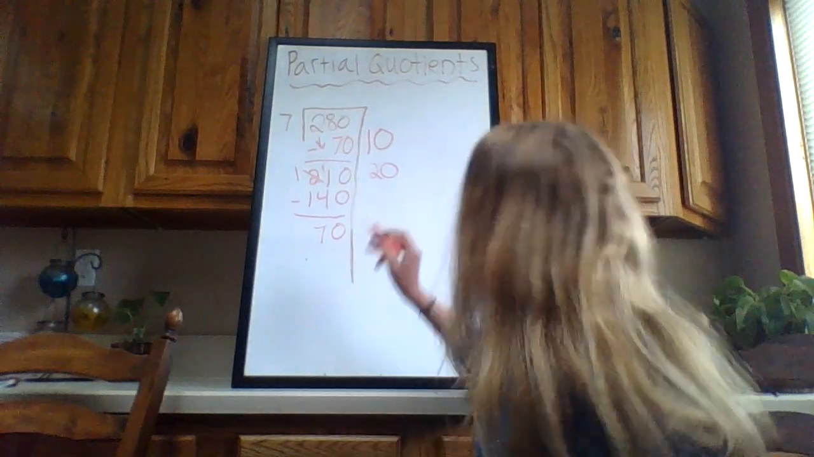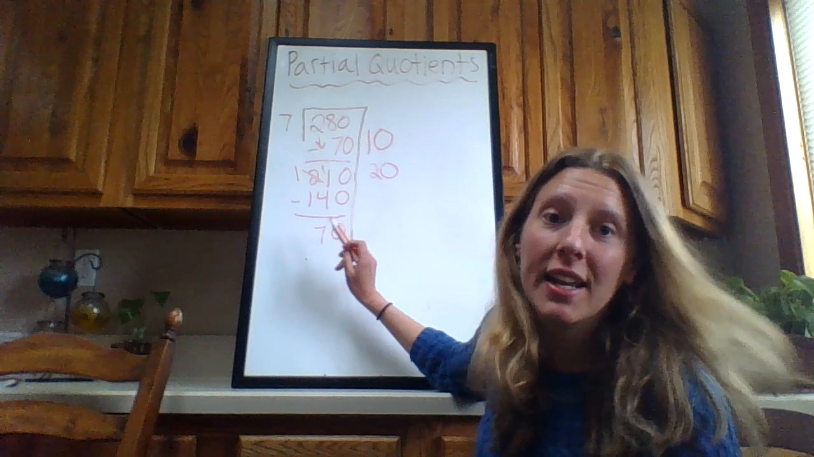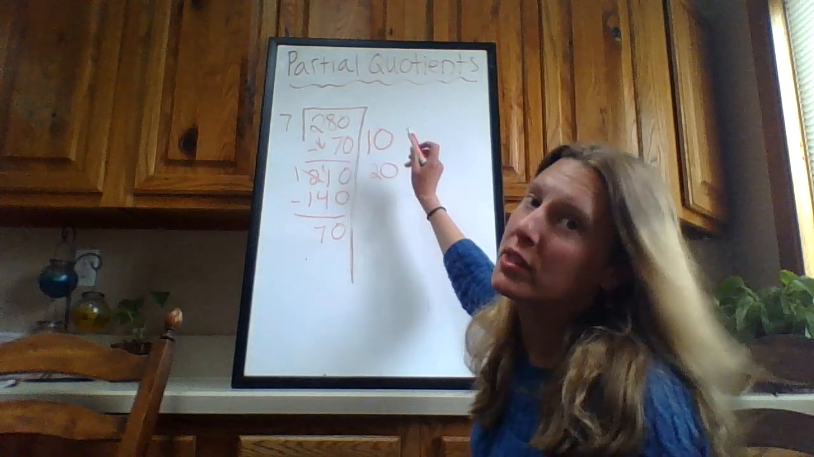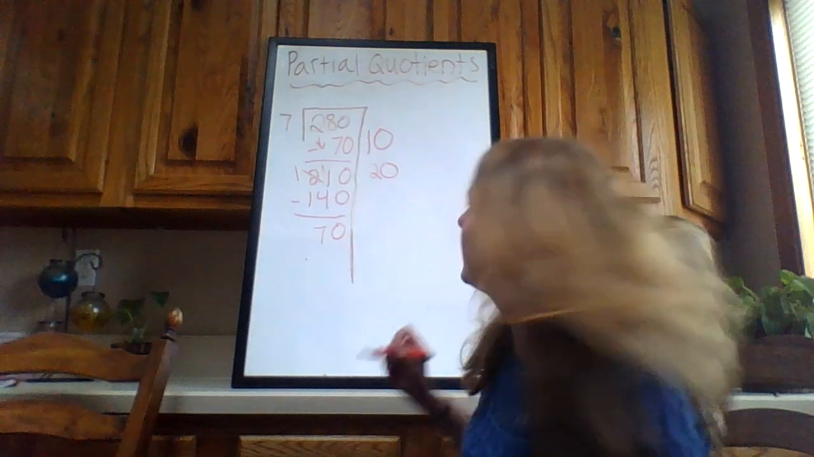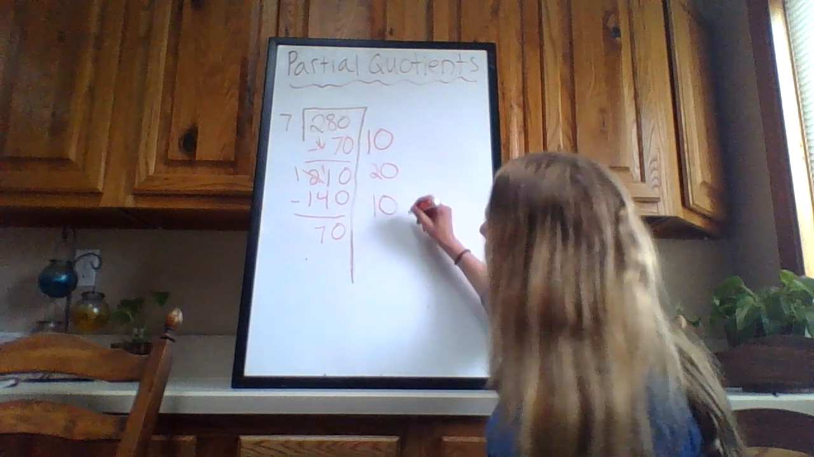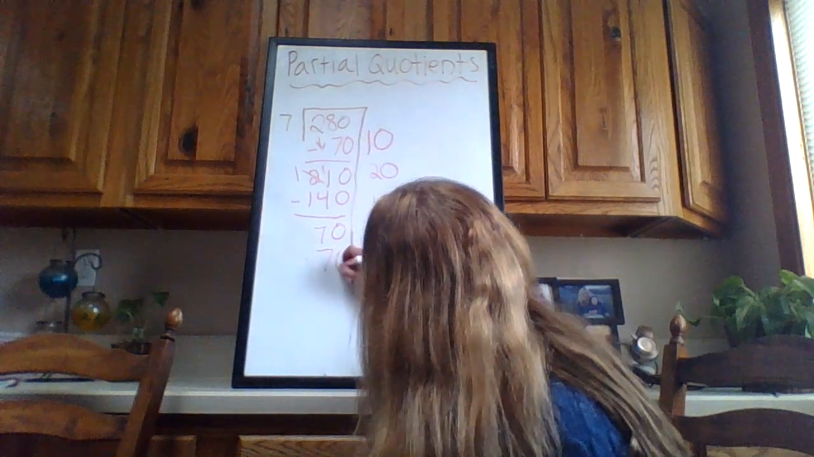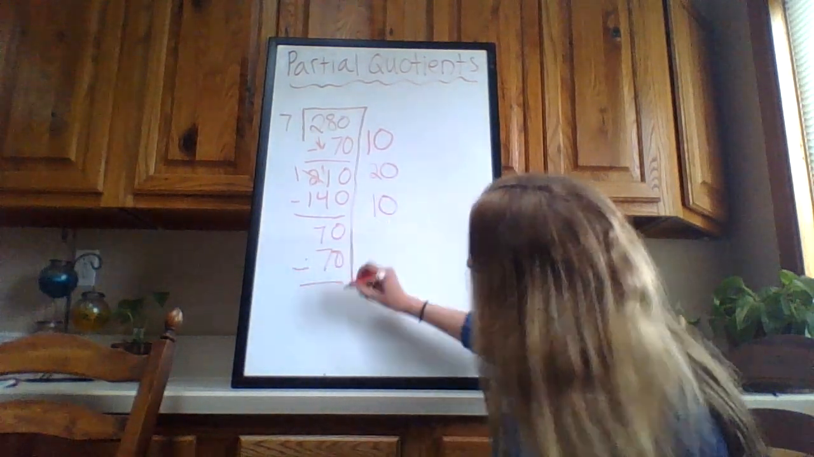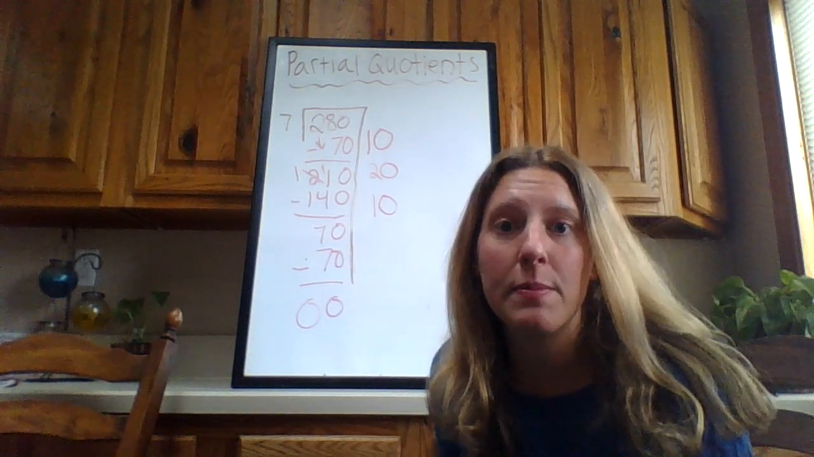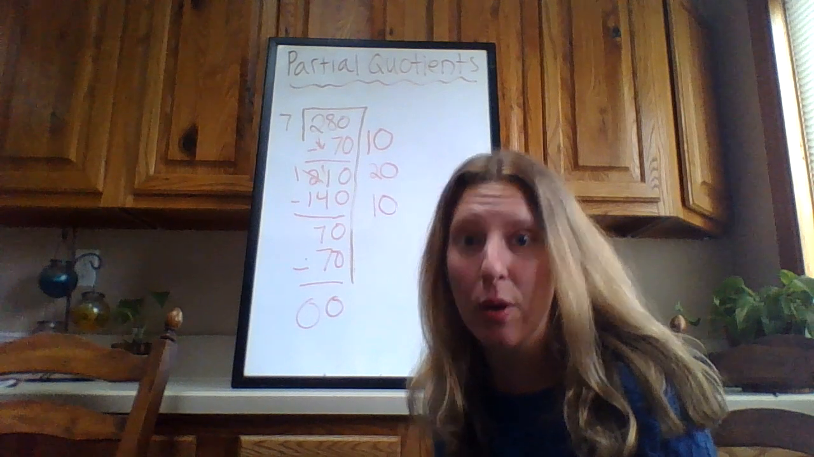So now I have to divide 70 by 7. And we already know from our first step that 10 times 7 is 70. So I can add another 10 here. 10 times 7 is 70. 0 minus 0 is 0. 7 minus 7 is 0. So I know there are going to be no remainders in this problem.